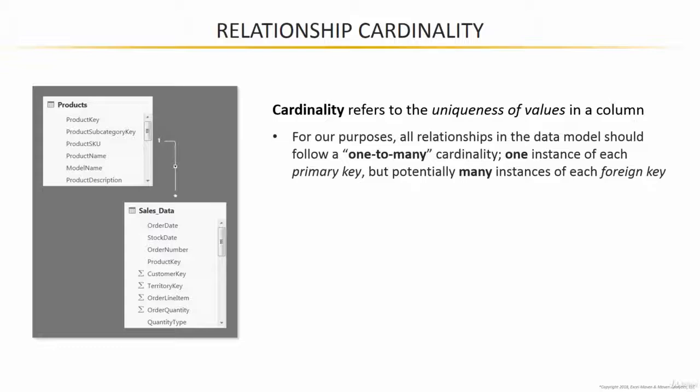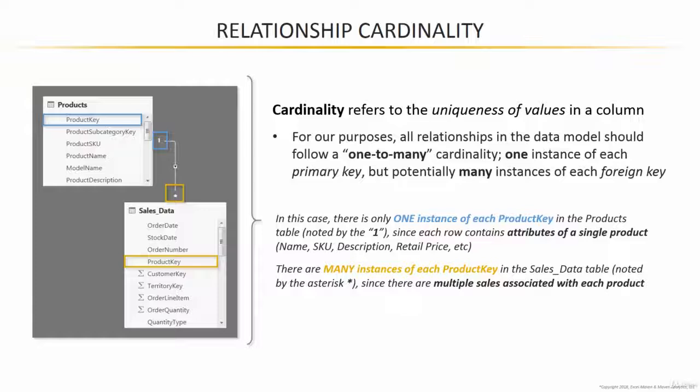So looking at the screenshot here, in this case, we have one instance of each product key in that product lookup table. You'll see that blue box around the number 1, since each row contains attributes of a single product: name, SKU, price, etc. On the data table side of that relationship, because there are many instances of each product key, which is the foreign key here, you'll see that the relationship terminates in an asterisk in that yellow box because there are multiple sales associated with each product ID.